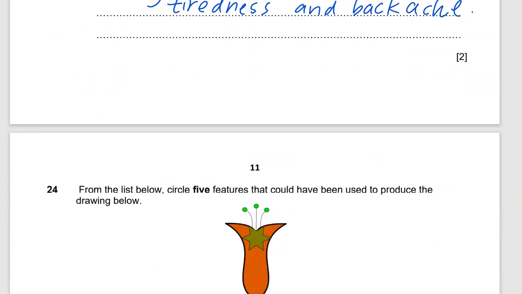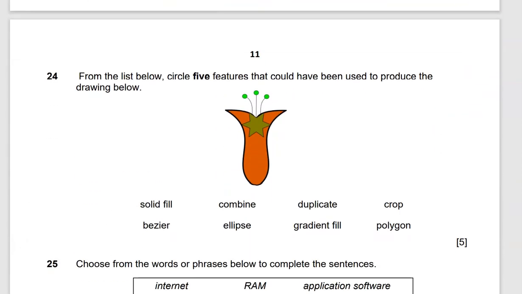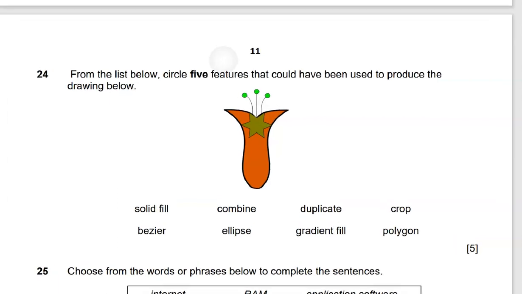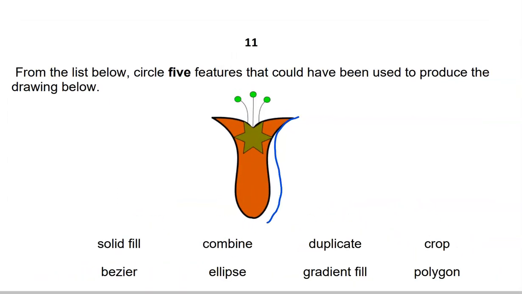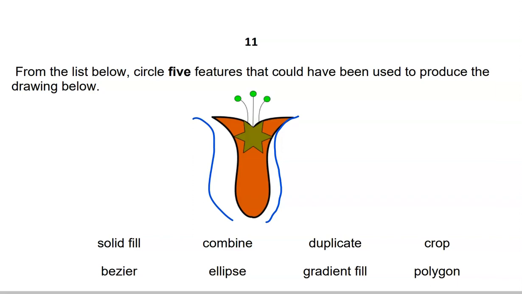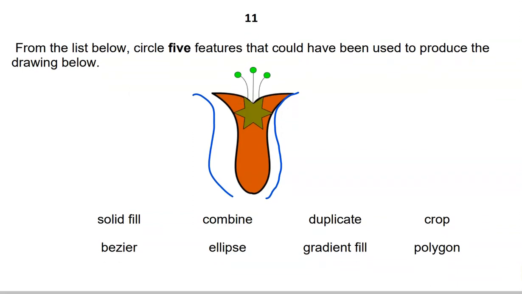Question number 24. Circle 5 features that could have been used to produce this graphic. As you can see, there's an irregular shape, and there is a 6-pointed star. There are 3 circles. There's also the curves, which is like the lines. So we are going to base on this to make our judgment.